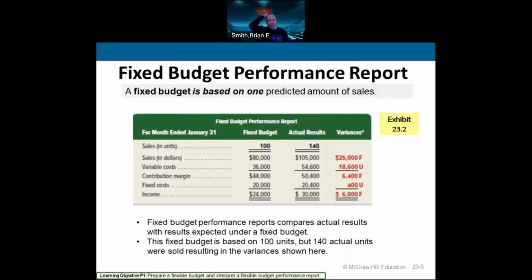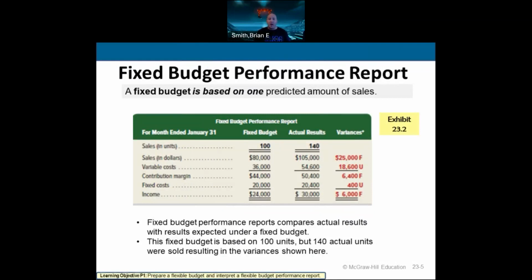Here's what a fixed budget performance report is going to look at. We're going to look at our actual results and our fixed budget, and compare them. So if you look at this, in the month ending January 31st, sales actually were 140 units, and our budget was only 100 units.